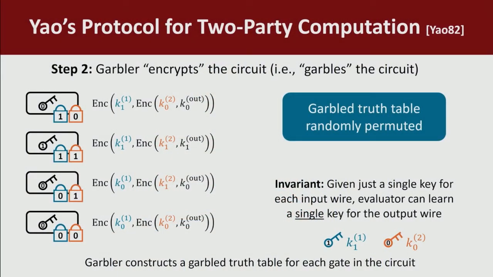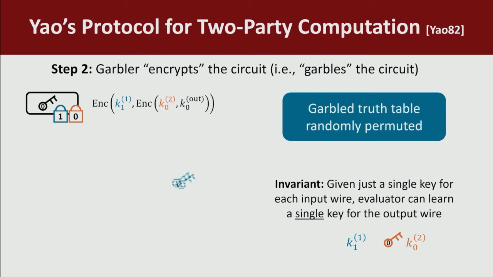In this case, the evaluator has the key for the bit 1 for party 1's input for the green input, and the bit 0 for party 2's input. So it is able to decrypt the first row of this table. So what that looks like is the evaluator takes this key, it unlocks the first ciphertext, and then it unlocks the second component, and out pops the output key.